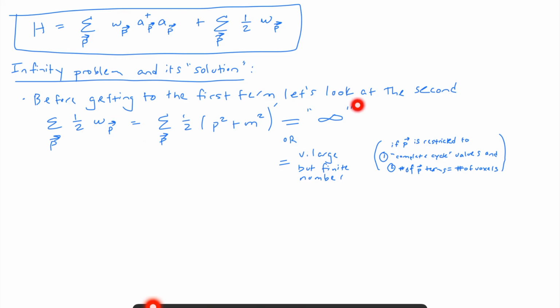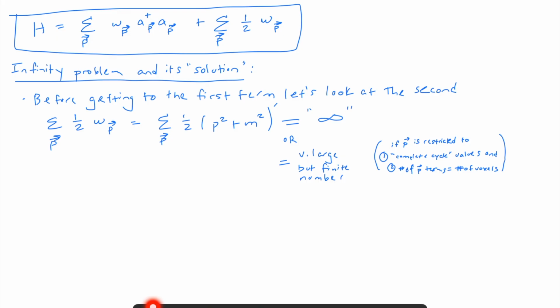So let's look at this second term. Forget the first for a moment. We have the sum over p of 1/2 omega p, and omega p is the square root of p squared plus m squared. And we talked about what the allowable p's are in our system. If you let p be even these discrete multiples, but go from all the negative values to all the positive values, then p squared plus m squared, which is a positive number, times a half, is still a positive number, and it will just give you infinity, because you keep adding all these positive numbers together as you range through all the p's, even if they're discrete.